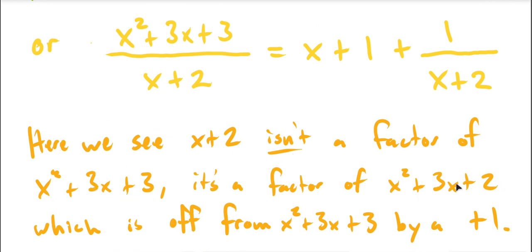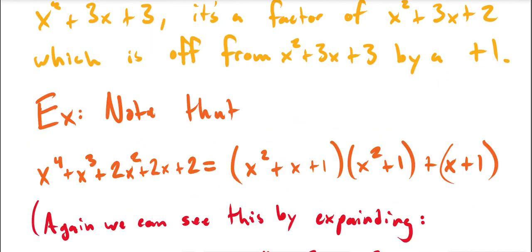It's actually a factor of x squared plus 3x plus 2, and that's off from x squared plus 3x plus 3 by the remainder of plus 1. All right, let's look at another one.